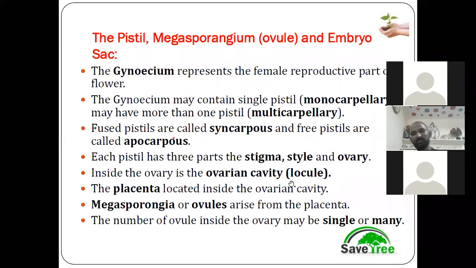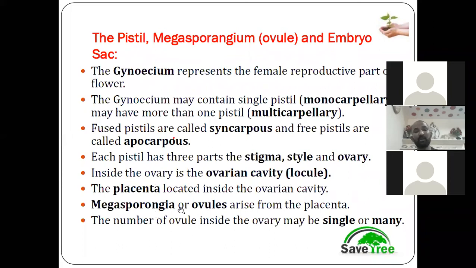The number of locules also varies from one species to another. If only one locule is found, it is called unilocular; two locules, bilocular; three, trilocular; four, tetralocular; five, pentalocular; and so on, multilocular. The placenta is located inside the ovarian cavity. The placenta helps in the attachment of the ovule to the ovarian cavity.